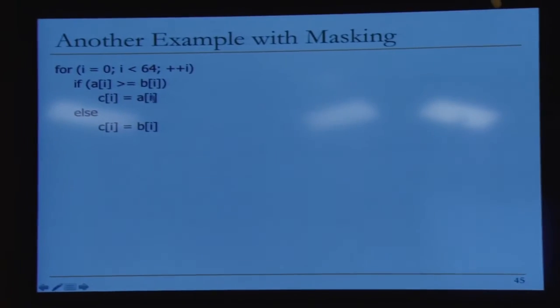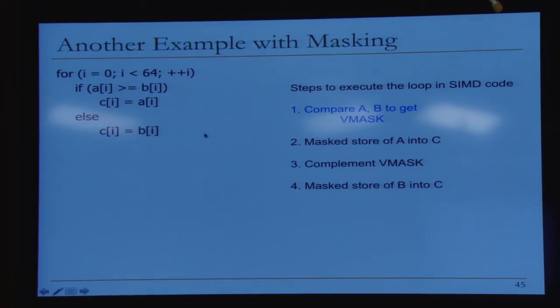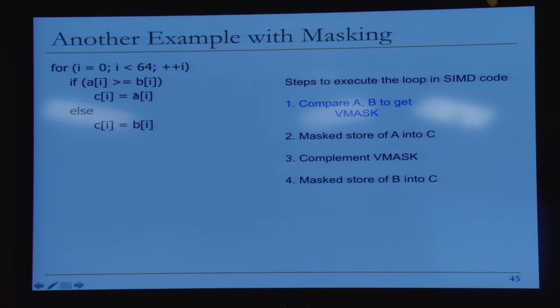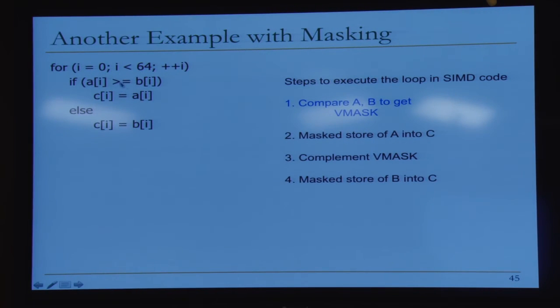Okay, let's take a look at one more example with masking, because it's kind of nice. This is without the go-to. And this is an if-then-else. How do you do this? This is a little bit more complicated, as you can see, because if A[i] is greater than or equal to B[i], then you do some operation. Basically, you set C[i] to A[i]. Otherwise, you set C[i] to B[i].